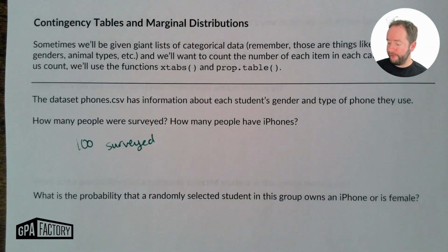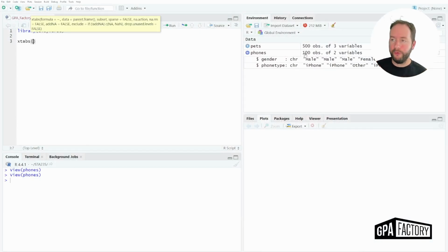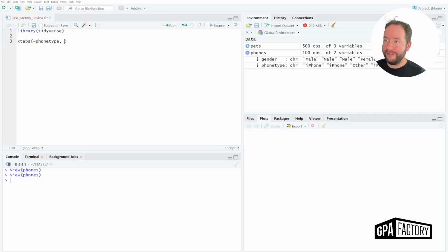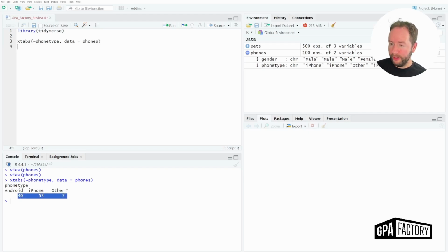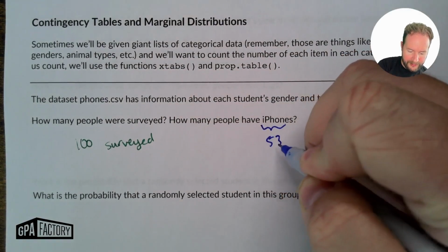And how many people have iPhones? This is where we're going to go back to RStudio and type xtabs, the function that will count for us, then a tilde, and then the variable that we want broken down. In our case, we want phone type broken down. So open parentheses, phone type, and then we have to make sure we name the data set, which is data equals phones. Let's run this, and we can see we get a breakdown of the different phones that everyone has. 40 people have Android, 53 people have iPhones, and 7 have other. So we're going to go back over and say 53 have iPhones.